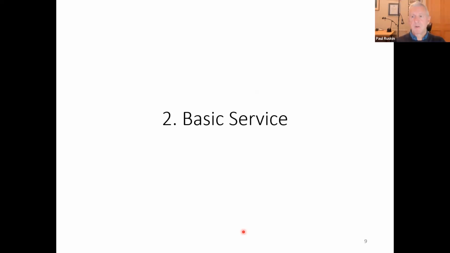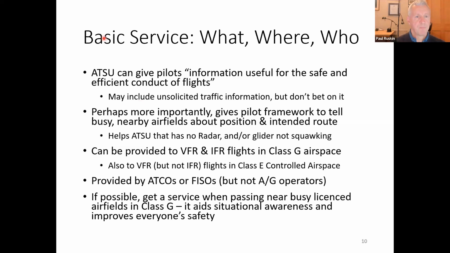All right, let's talk about services. So the one that we've been dealing with so far is the basic service. It's what we would normally ask for as a glider pilot. What, where, and who? So an air traffic service unit can give pilots information useful for the safe and efficient conduct of flights, is the way they put it. It might include some unsolicited traffic information, but don't bet on it. That's not the contract you've made with them.